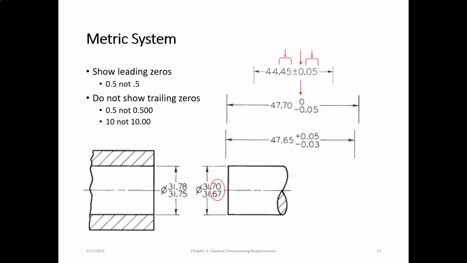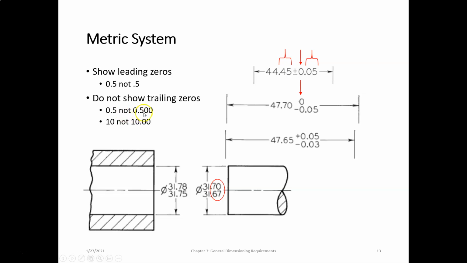Now, switching gears from the inch system to the metric system. In fact, we're doing the opposite. Show leading zeros in the metric system. So 0.5, yes, not .5. All right, you can see it in this example right here. We do not show trailing zeros. So again, the opposite of what we do in the decimal inch system. So 0.5 is correct.